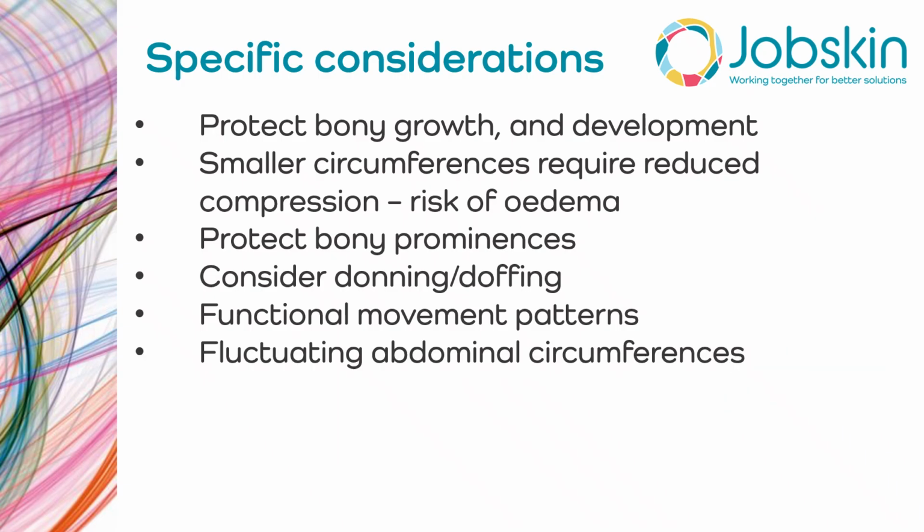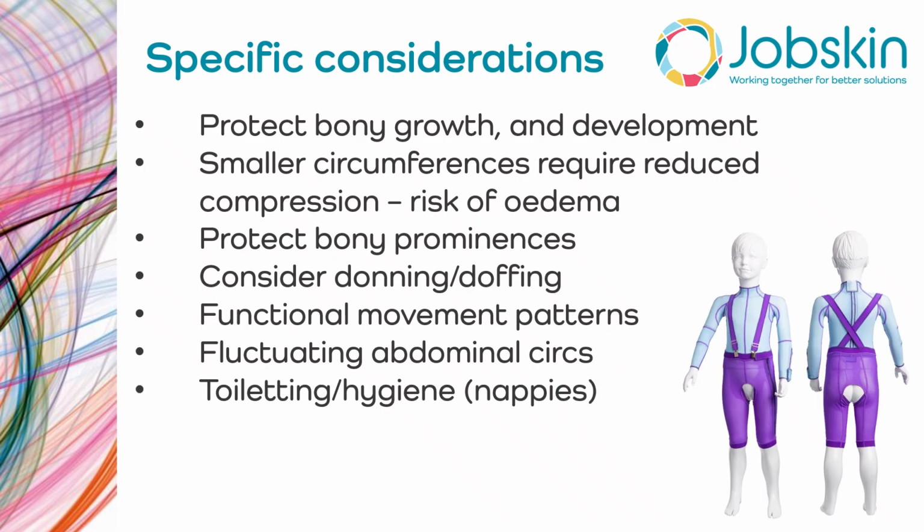Fluctuating abdominal circumferences. I hope I'm not crediting the wrong person. I think it's Alex Cotton, one of the therapists in New Zealand, who, when she is providing vests for children who do have fluctuating abdominal circumferences, uses power net in the top part of the vest and Conform-Tex, a softer and more forgiving fabric, in the lower part, so that it accommodates that without causing discomfort.